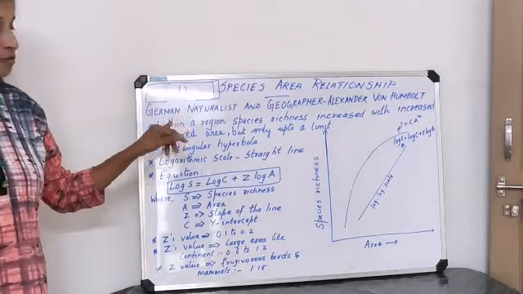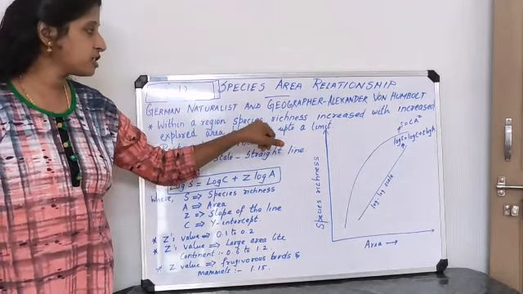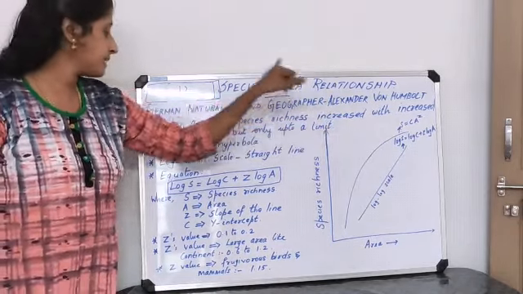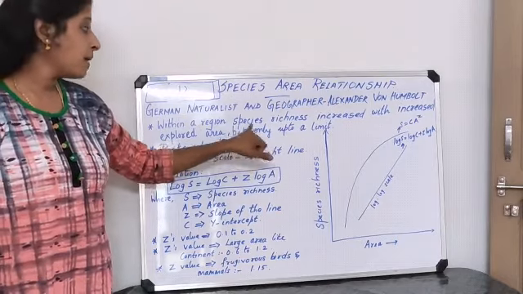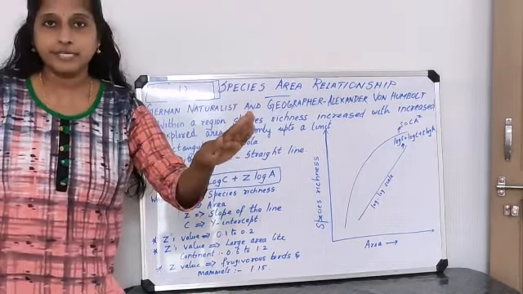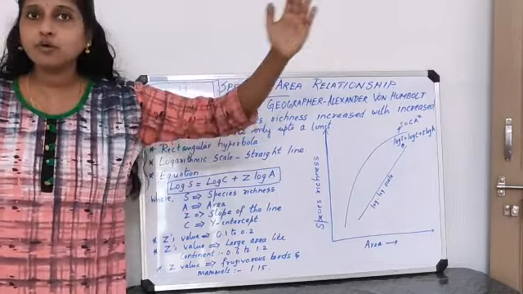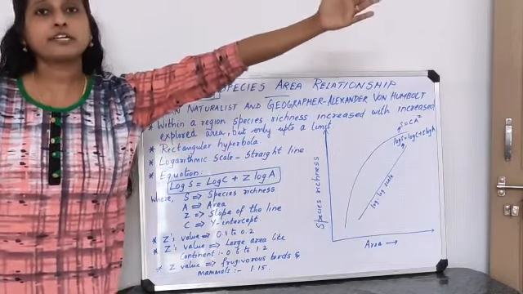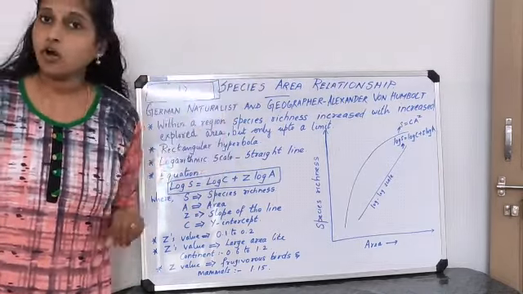So it's clear, I hope. Within a region, species richness increased with increased explored area, but only up to a limit. Only up to a limit it went on increasing. Thereafter, even if you increase the area, new species are not found.